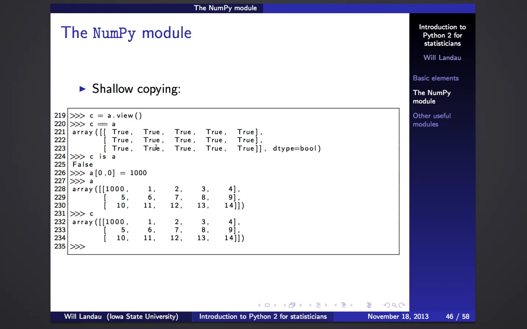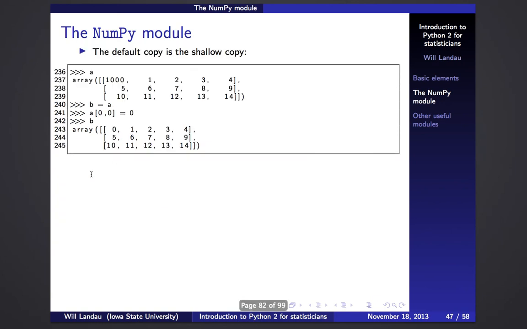The default copying in arrays is shallow copying. So .view gives you a shallow copy, or you can just assign C to A, and it does the same thing. What this does is pass on a reference of A, not the full-blown array itself. So if I pass C a reference to A, and I change a value in A, that also changes the corresponding value in C. These two things mirror each other because C is really just a reference to A. This is the default behavior.